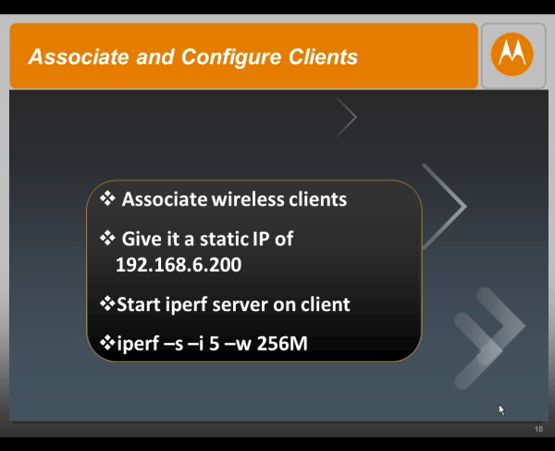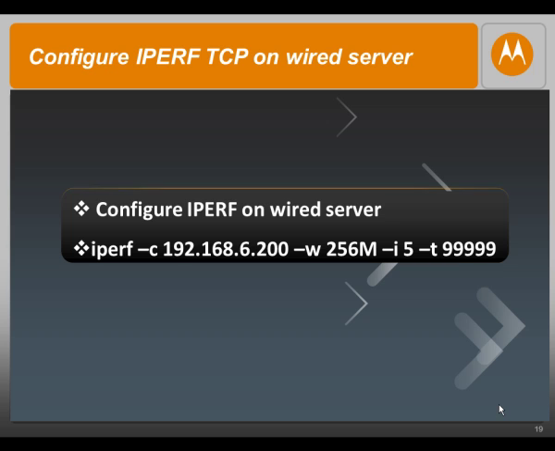On the wireless client, we are going to run the iPerf server, where it is going to listen on a TCP port. The window size is going to be set to 256. On the wired server, we will run the iPerf client, where it will direct packets to 192.168.6.200. Hence, this is a downstream test, and the window size is again set to 256.